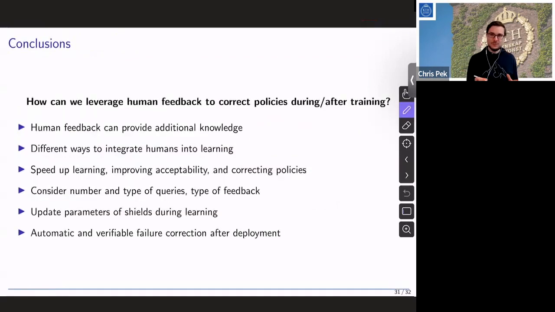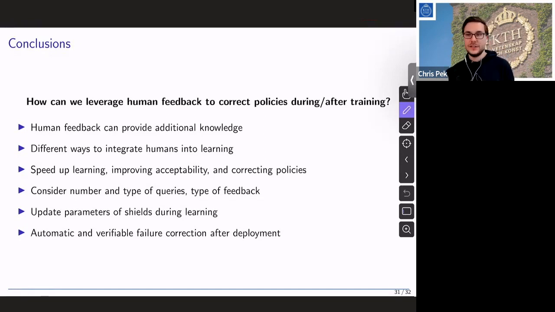So this brings me to the end of the lecture for today. Today, we looked at the central research question: how can we leverage human feedback to correct policies during or after training by merging the feedback with the formal methods technique of shielding that we learned so far. So we have a way to give verifiable results, and we can change what kind of properties we look at by getting human feedback. This human feedback can provide additional knowledge that is either hard to encode or only acceptable by the user of the system. So the user needs to give us this feedback, not the designer of the reinforcement learning.